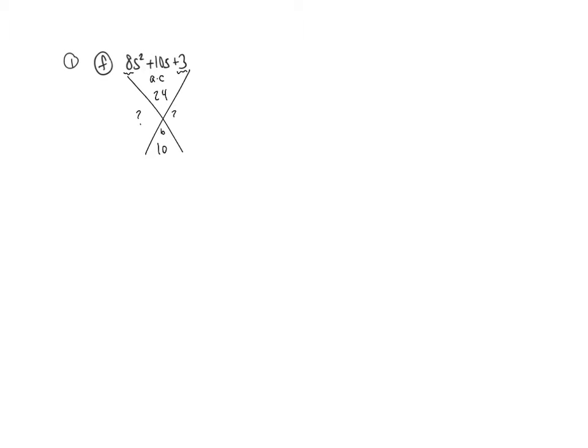Now I have to think of two numbers that multiply to get 24 and add to get 10. If I think of all the numbers that multiply to get 24, it will be 1 times 24, 2 times 12, 3 times 8, 4 times 6. Now I need to see which one of these adds to get 10. 1 plus 24 is 25, 2 plus 12 is 14, 3 plus 8 is 11, 4 plus 6 is 10. So the two numbers that multiply to get 24 and add to get 10 are 4 and 6. And it doesn't matter the order that you put these two.